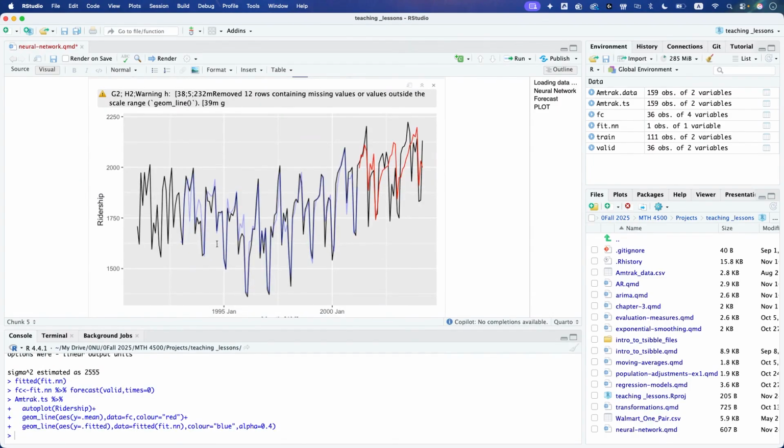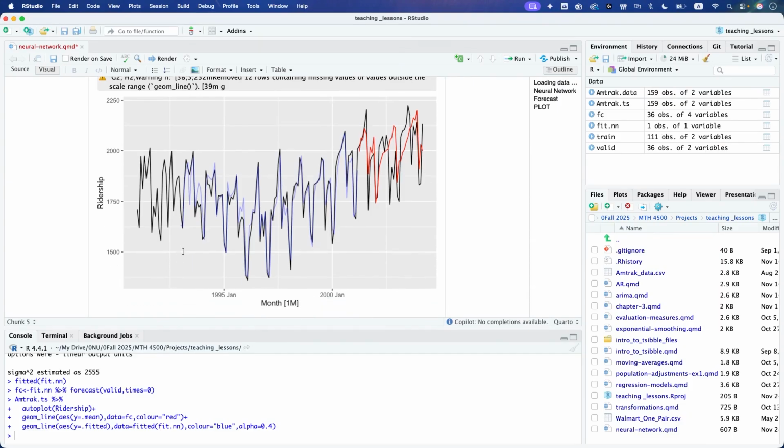Here we go. Because for the first 12 months we don't have fitted values, right? These are used as input, the first year, right? So look at how the training is almost on top of the black. And for the prediction or the forecasting, it doesn't seem to do well compared to the exponential smoothing in the past. The exponential smoothing, I think, did better than this one anyway.